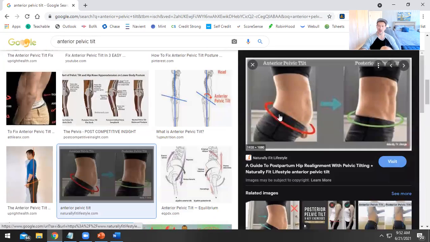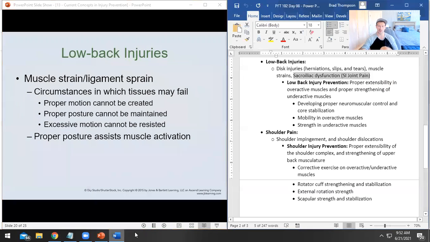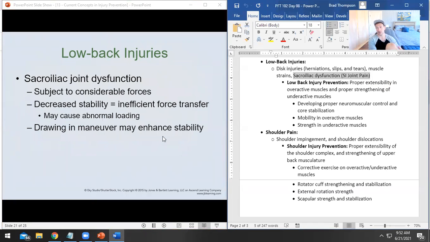We need to focus on limiting this excessive motion and stabilizing it, right? Learning how to hold the spine down. So proper posture needs to be maintained, and it'll keep those muscle strains from happening.